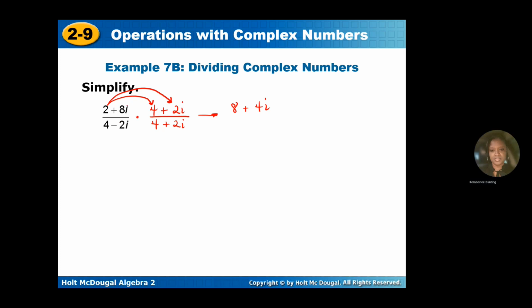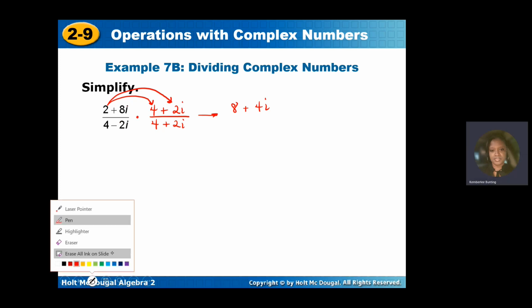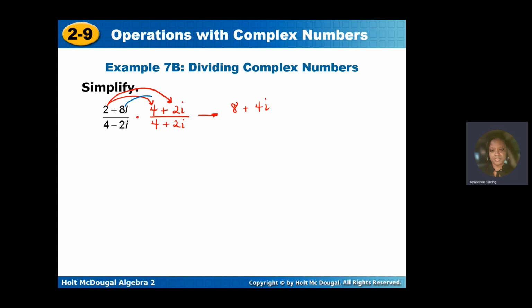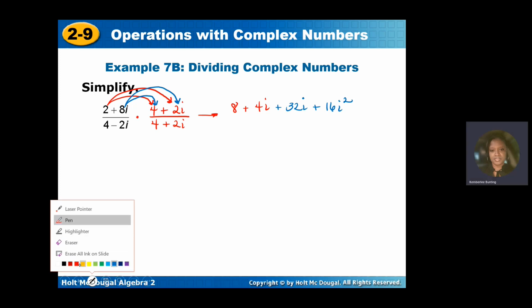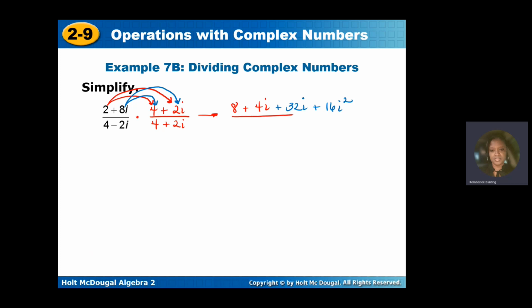And then it's going to be a little messy. Let me change the color. 8i times 4 gives me what? Thank you. Okay, so that'll be plus 32i. And then 8i times 2i gives me what? 16i squared. We good? Okay. I hate changing the color like that. Sorry, y'all. Is that confusing to see it that way?